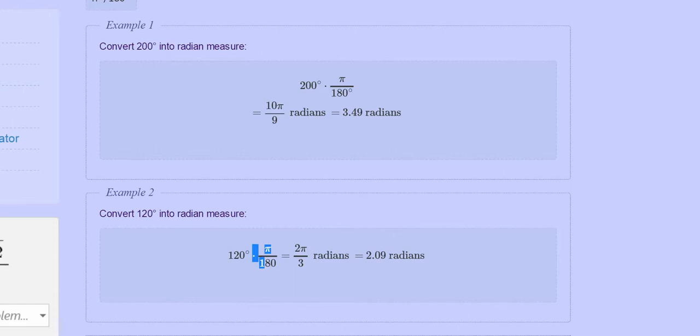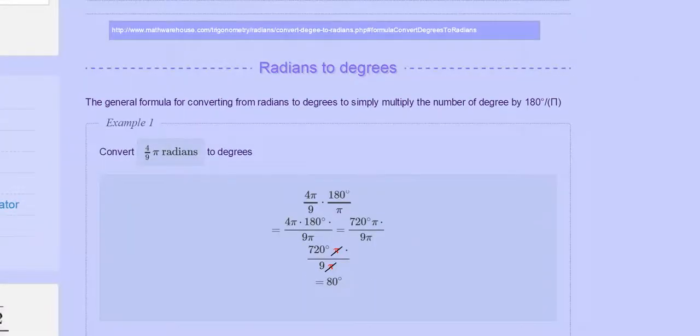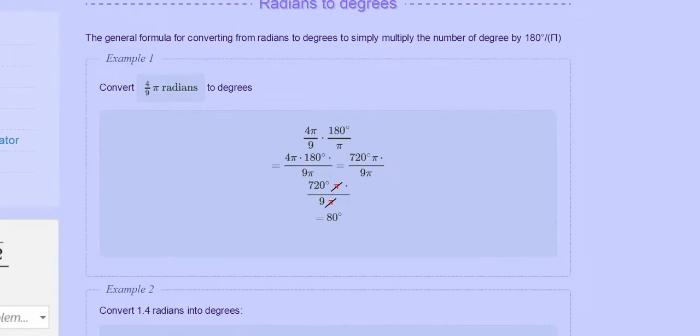Now for those of you who did not know, 1 pi is the equivalent of 3.14 or 22 over 7 in fraction. Now to go from radians to degrees, you simply need to flip the formula around, which is 180 degrees over pi, and that will give you the degrees that you require.